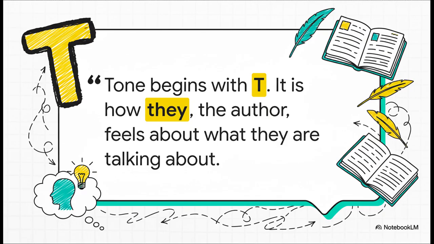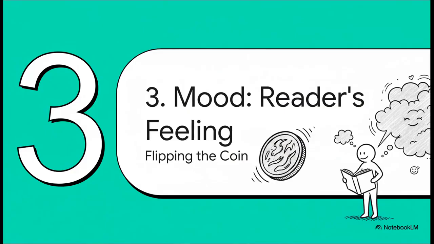And check this out. Another teacher on Reddit came up with this brilliant little memory trick. T for tone is for they, as in the author. It's how they feel about what they are talking about. So simple, so good. All right, so we've got tone down.